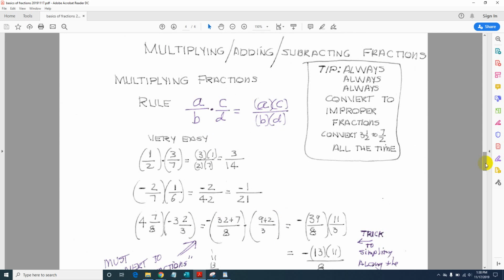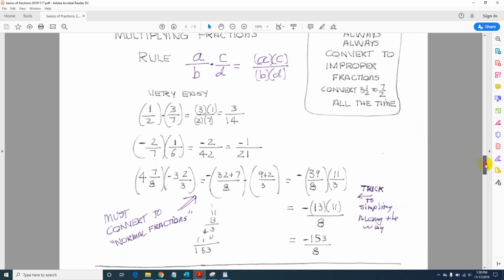Okay? Multiplying fractions, really, really easy. It's just a quick formula. A over B times C over D is AC divided by BD. You just multiply the numerators, keep them as the numerator, multiply the denominators, keep them as the denominator, and then simplify. Always convert mixed numbers. Always convert to improper fractions. You have to go from mixed numbers to improper fractions all the time.